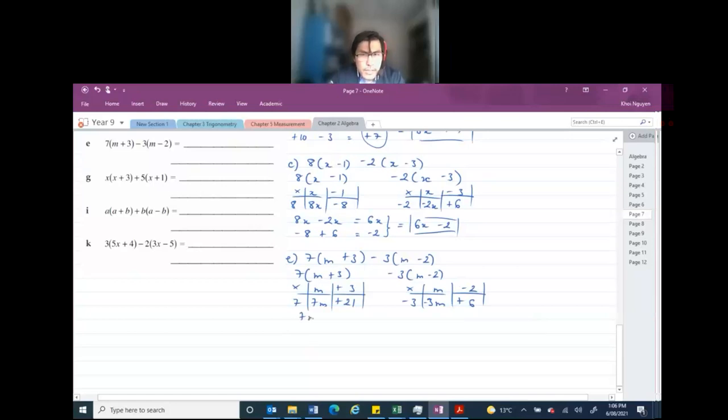And 7m minus 3m gives us 4m. Plus 21 plus 6, that's plus 27. So together they are 4m plus 27. And we've got our answer.